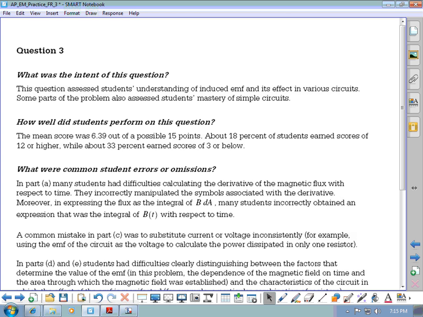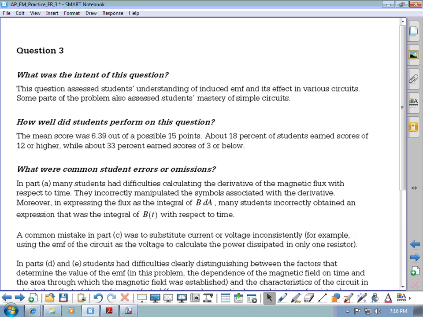The average score was 6.39 out of 15. About 18% earned scores of 12 or higher, and about 33% earned scores of 3 or below. Again, it was not uncommon for them to have 1 or 2 points, or for people to leave it completely blank. A lot of people think that the Faraday's law problems are the most difficult, and at first, conceptually, they are. But in terms of the amount of work you had to do, it was much less for this problem, but it was a lot more thinking, and a lot more conceptual.